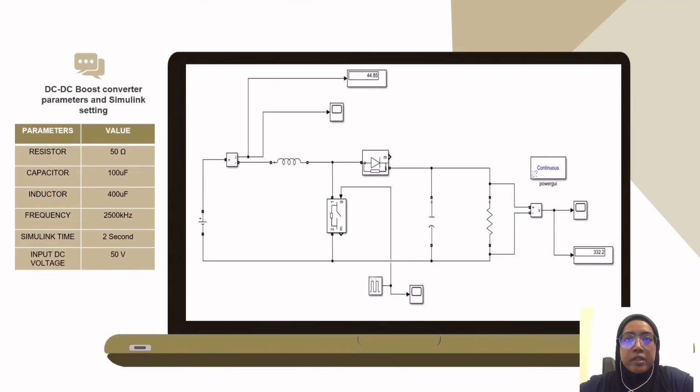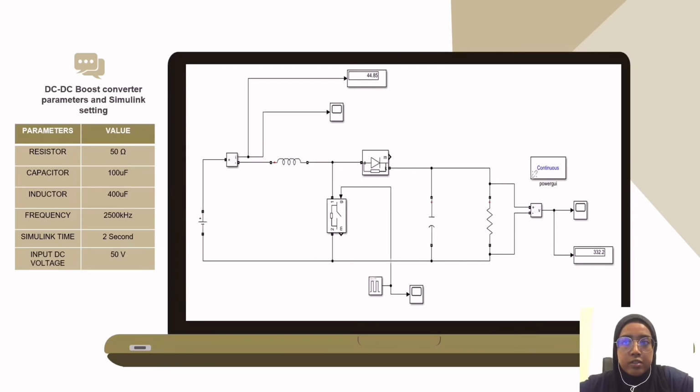So the components we use are resistor, capacitor, inductor, input DC voltage, display, pulse generator and scope. The value for the resistor we use is 50 ohms. The value of the capacitor is 100 microfarad. Inductor is 400 microfarad, and we have also set the best value of frequency, but not less than 20 kilohertz. We use 2500 kilohertz, and the duty cycle we set 0.85 as the best duty cycle.